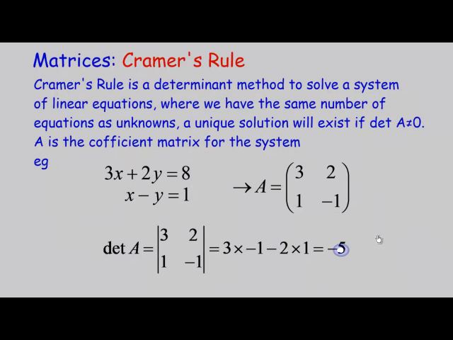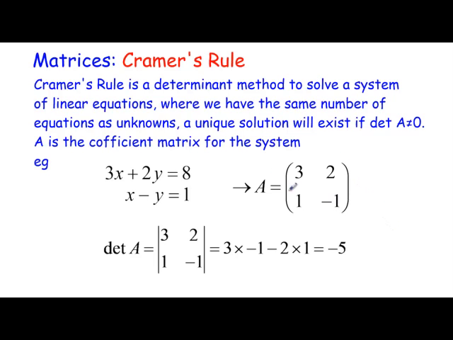Now we're going to start to modify this coefficient matrix by putting the constants 8 and 1, the column matrix 8 and 1, in place of the coefficients for a particular variable like x. You can see here x has coefficients 3 and 1, so we'll put 8 and 1 there. Then we'll put 8 and 1 over here for y, in place of the y coefficients 2 and minus 1. These are the modified matrices, and hence they'll form modified determinants.